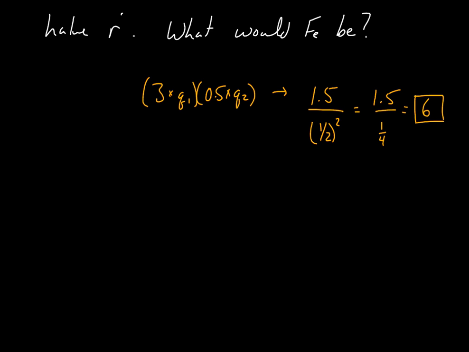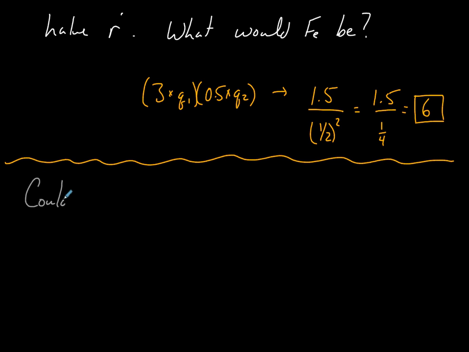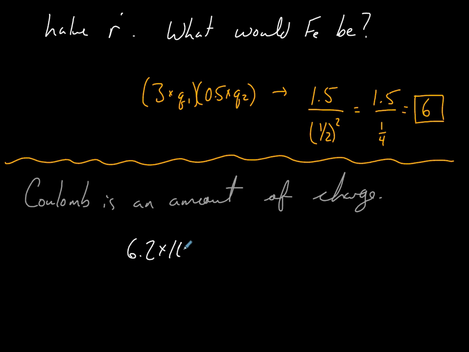All right, so now we've got to talk about the actual units so that we can write this out in terms of newtons. First things first, what is a Coulomb? Well, it's an amount of charge. And actually, it's a lot of charge. It is the amount of charge equal to 6.2 times 10 to the 18 elementary charges.